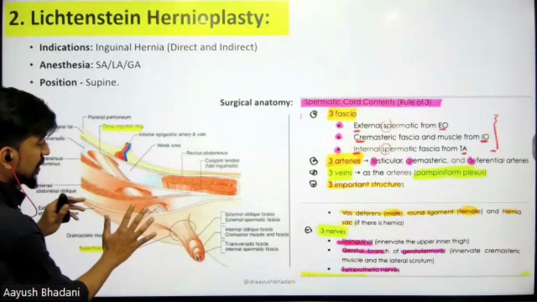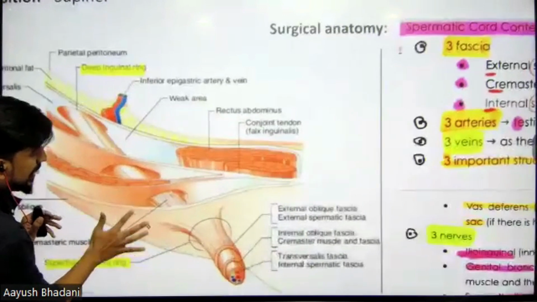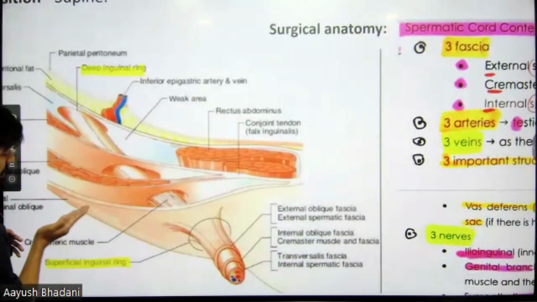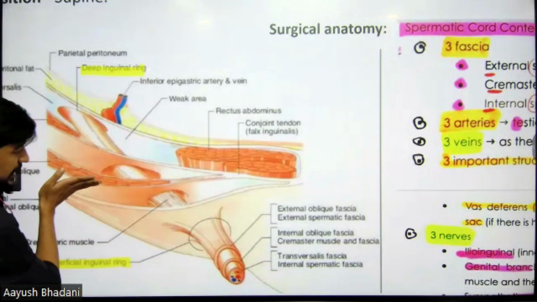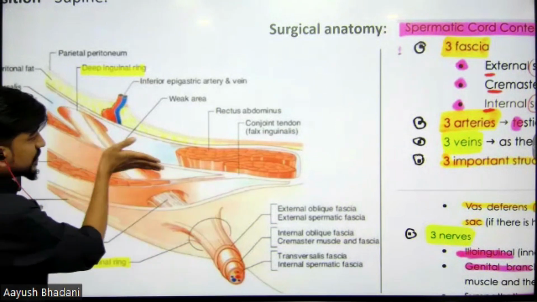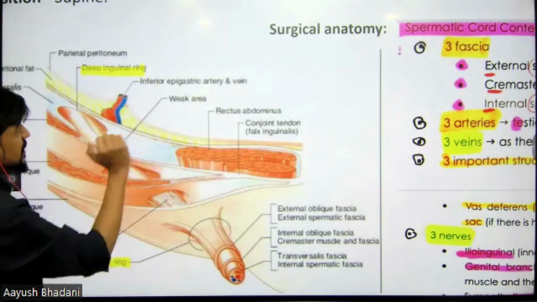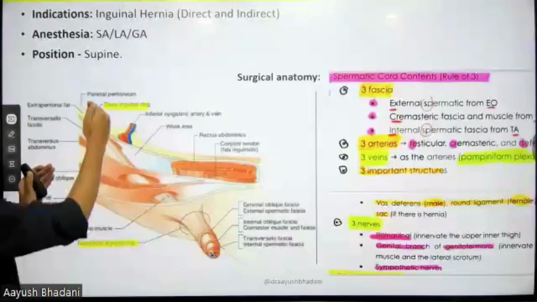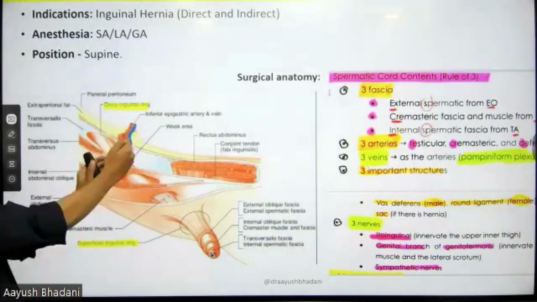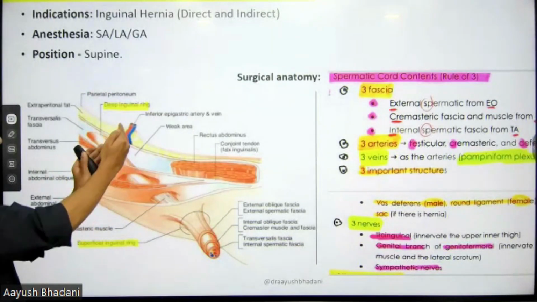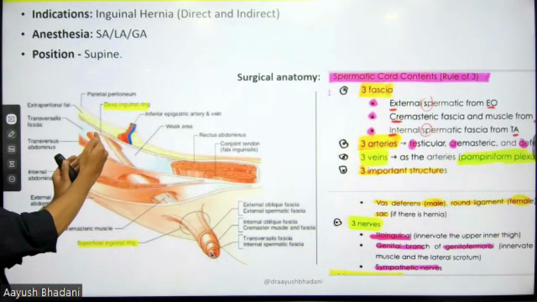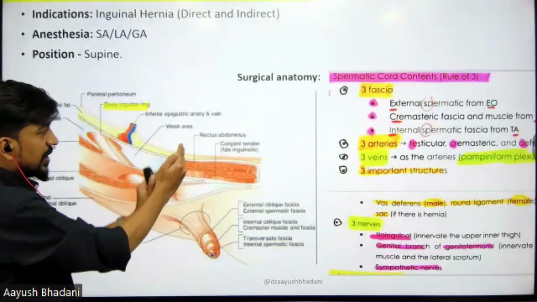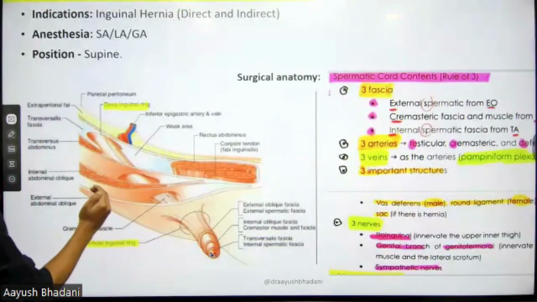So I would like you to understand this particular anatomy. We have the rectus abdominis, the external oblique, internal oblique, transversus abdominis, and the transversalis fascia. As we know, we have an inferior epigastric artery and vein. The hernias which are lateral to it are the indirect inguinal hernias. The hernias which are medial to it are the direct inguinal hernias.